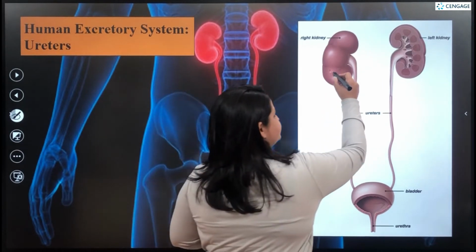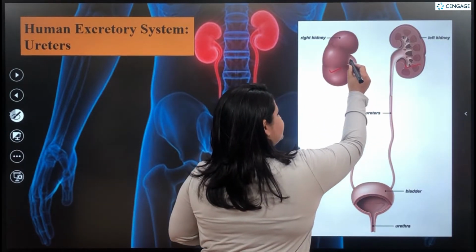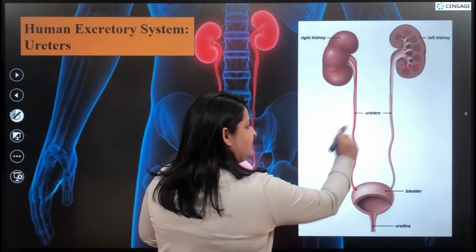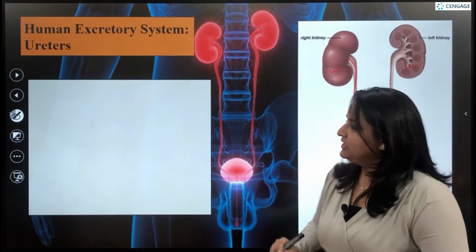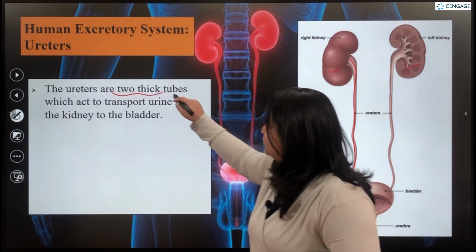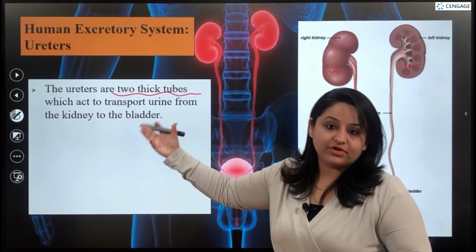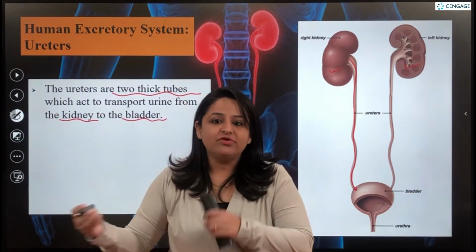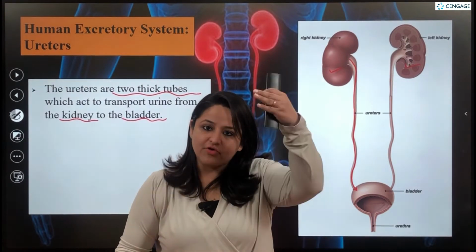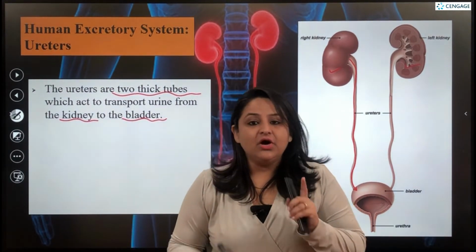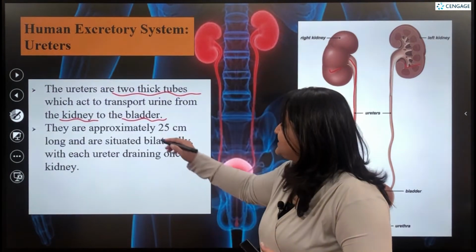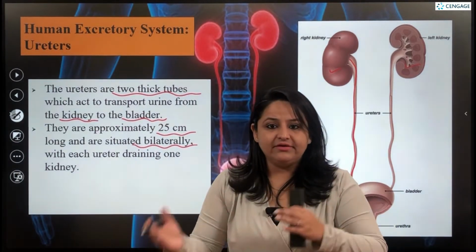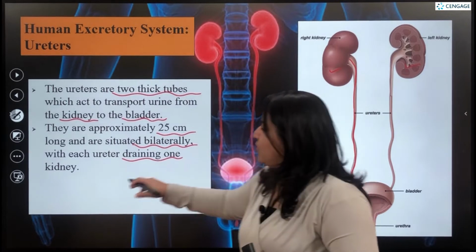So these are the two kidneys and these tubes start from here and drain their content inside the bladder. These two tubes are known as the ureters. As I told, they are two thick tubes which act to transport the urine from the kidneys to the urinary bladder. So the only function of ureters is the conduction of urine from the kidneys to the bladder.